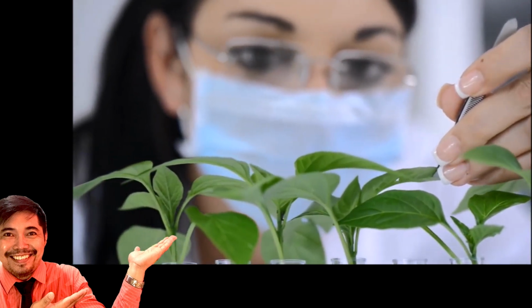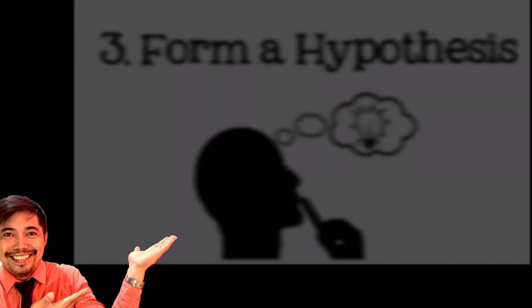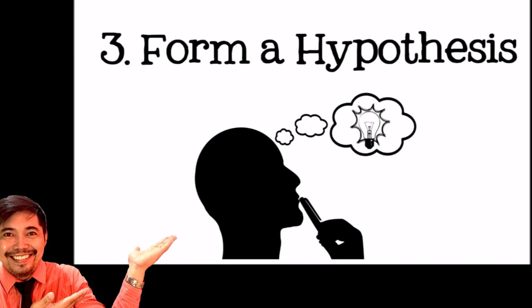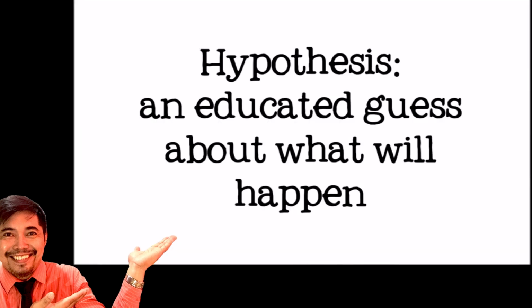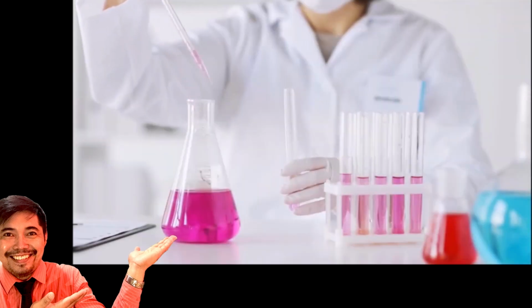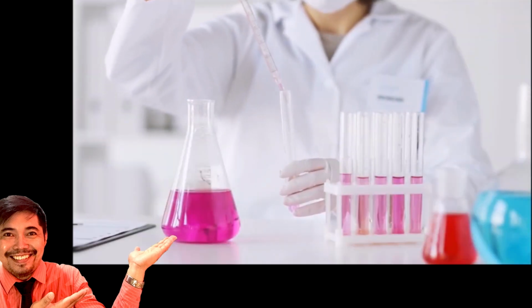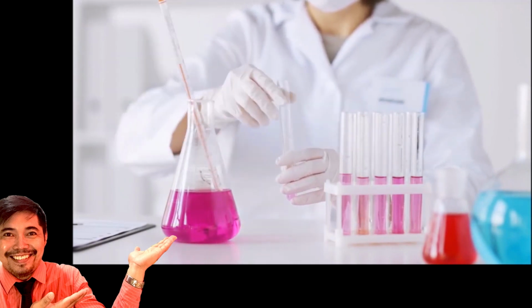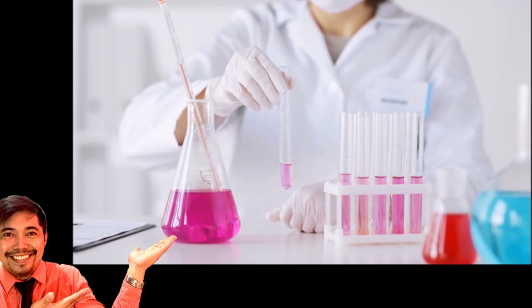All right. Once you have observed and researched your problem, you are ready for step three: form a hypothesis. A hypothesis is an educated guess about how something works. In order to be useful, a hypothesis needs to be testable. This means that you can actually test it and see whether it's true or not.